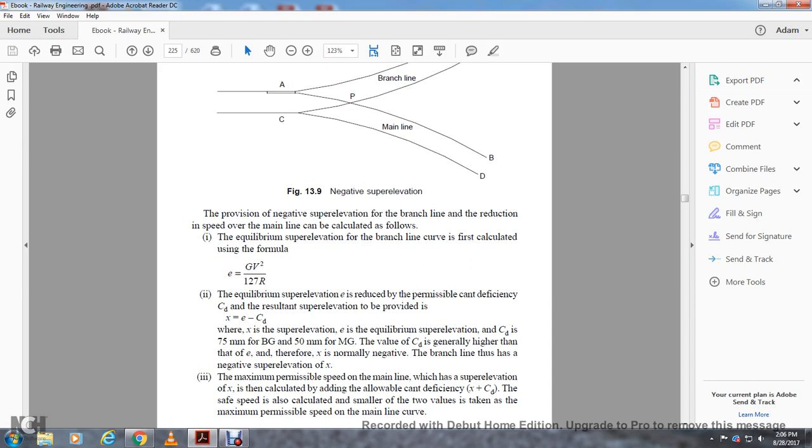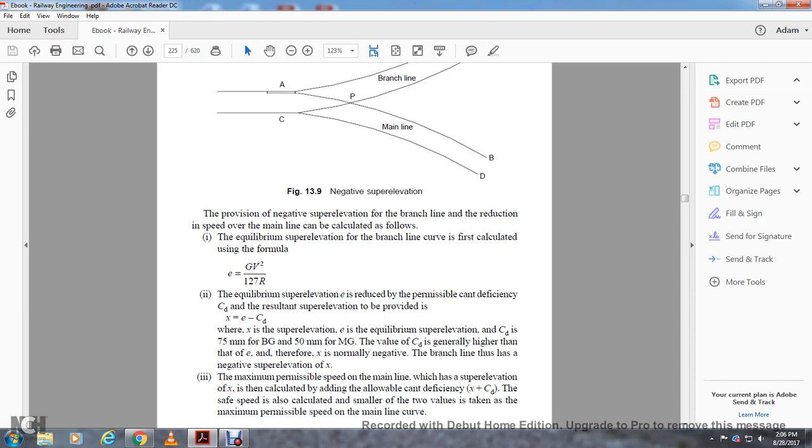E is the equilibrium superelevation. Deducting the permitted cant deficiency CD, the resultant superelevation provided is X equals equilibrium superelevation minus the cant deficiency, where X is the superelevation. Cant deficiency is 75 millimeters for broad gauge, 50 millimeters for meter gauge. The value of the cant deficiency is higher than the equilibrium superelevation. Therefore, X is negative.